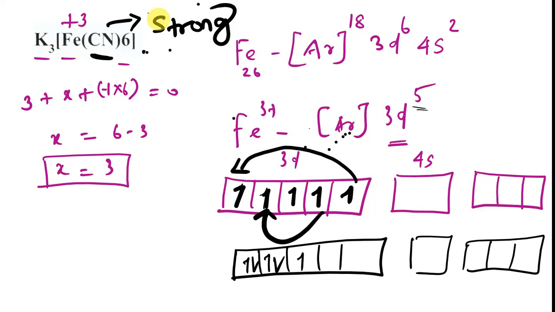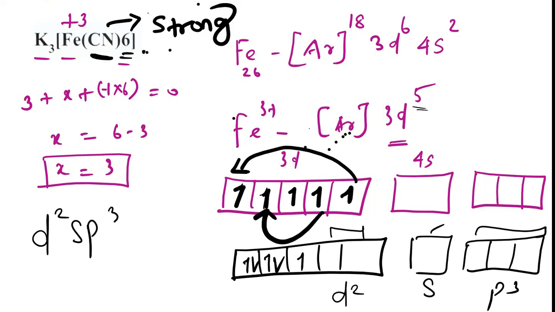Right? So how many ligands are there for CN? 6 ligands are there. So what happens? It can take these 2 orbitals and this one orbital and these 3 orbitals. That is d2 and s and p3. So the hybridization will be d2sp3 hybridization. Right? The hybridization will be d2sp3 hybridization.